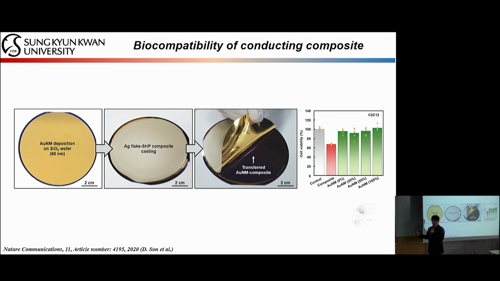So, like I said, we have the unstable interface here. That's why we can easily peel it off. And this gold electrode, the gold nanomembrane, effectively prevents silver ion leakage from the composite material. So in consequence, its cell viability was very nice, even up to 100% stretching.